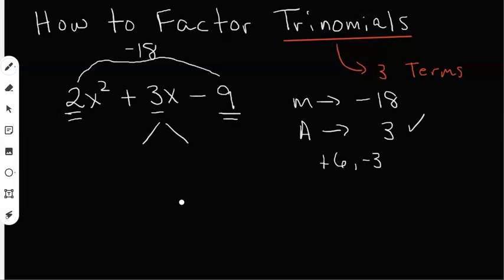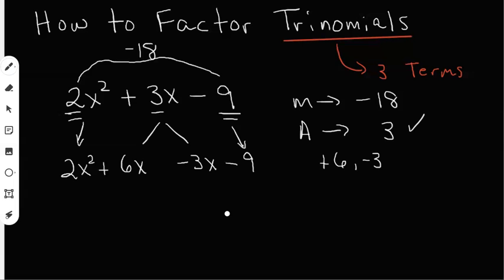So now I can split up my middle term into a positive 6x and a negative 3x. Now that I've split up my middle term, I'm going to bring down the two terms that I haven't brought down yet. The 2x squared on this side, I'm going to bring that down. Put a plus in between since the 6 is positive. And I'm going to bring down the negative 9 on the right side. So now I have four terms: a 2x squared, a 6x, a negative 3x, and a negative 9.